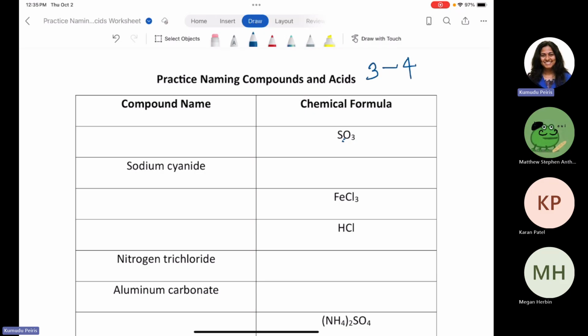So when you look at the periodic table, you will figure out the S is for sulfur, and this is the oxygen. So we'll write the name, sulfur. And now we have three oxygens here. We don't put the oxidation number in parentheses, but you should say sulfur trioxide.